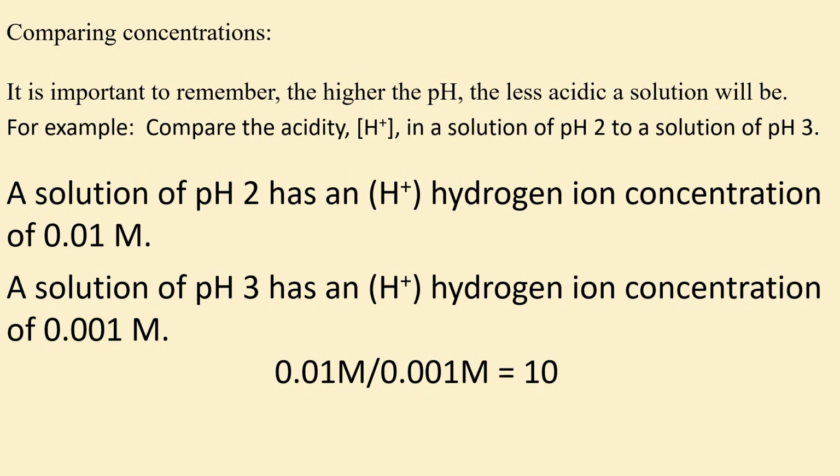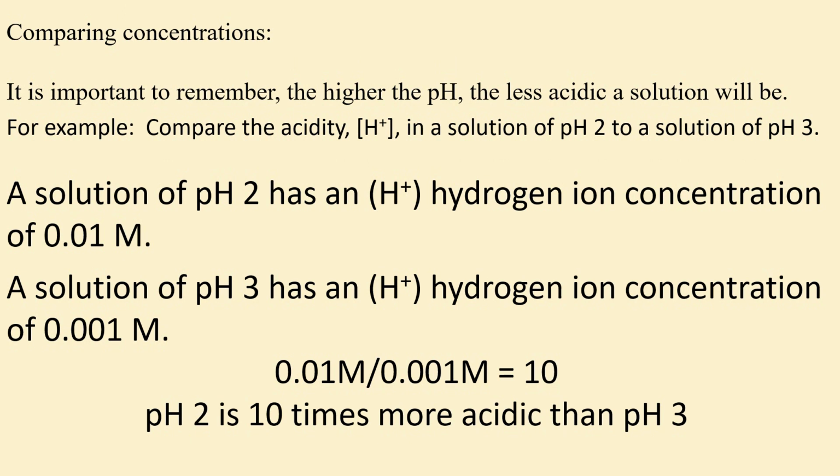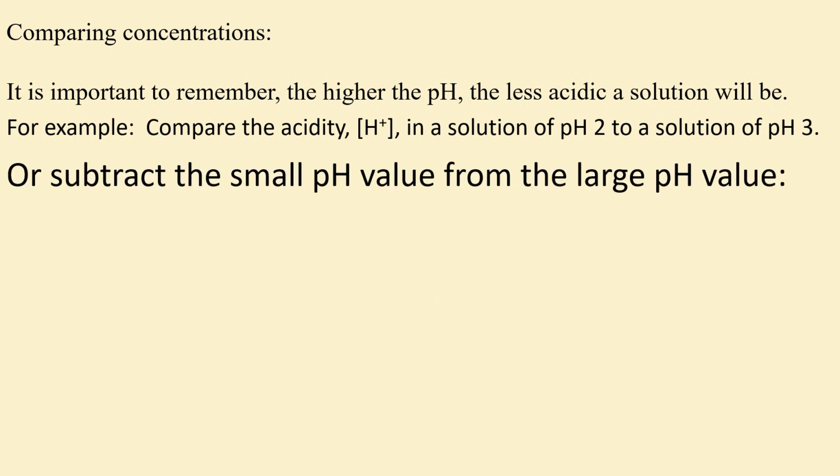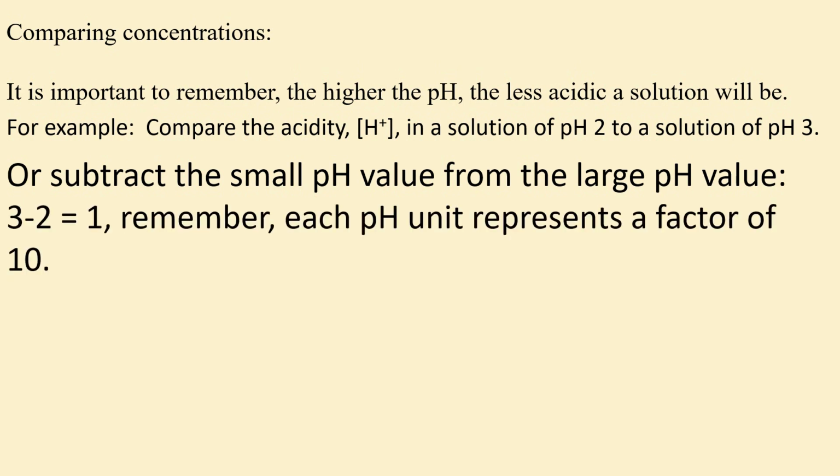So dividing 0.01 molar by 0.001 molar gives a factor of 10. So the pH 2 solution is 10 times more acidic than the pH 3 solution. Or we could subtract the small pH value from the large pH value. 3 minus 2 is equal to 1. Remember, each unit of pH is a factor of 10.